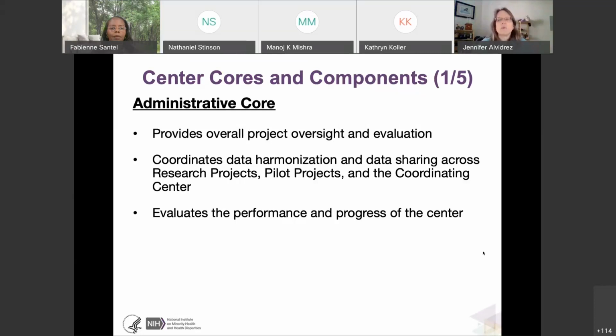Okay, so the cores and components. So the administrative core is pretty standard as administrative cores go. It will provide overall project oversight and evaluation. It'll evaluate the performance and progress of the center. And it does include a data component because of the expectation to harmonize and share data across the different components and projects of the center, as well as with the coordinating center.